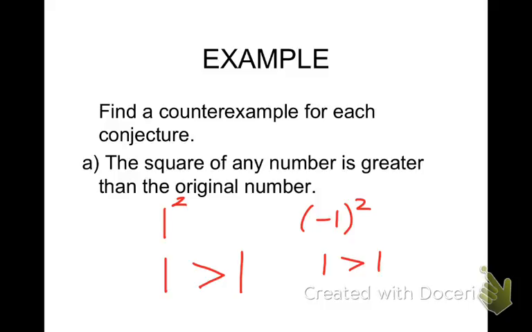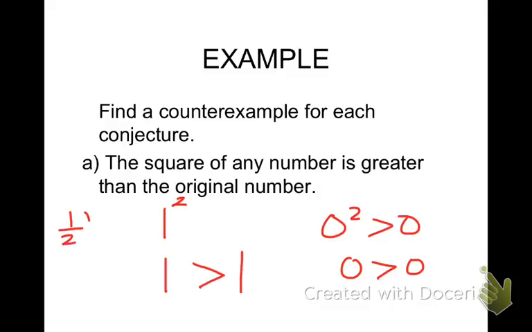0. Ashley? 0. Well, 0 squared would be 0. So 0 is not greater than 0. What about fractions? If I squared 1/2, what do I get? I get 1/4. Is 1/4 larger than the original? No. Okay, so as long as I'm picking a number that is 1 or 0, or a number in between 0 and 1, then we're good to go. So those would be examples of counterexamples.